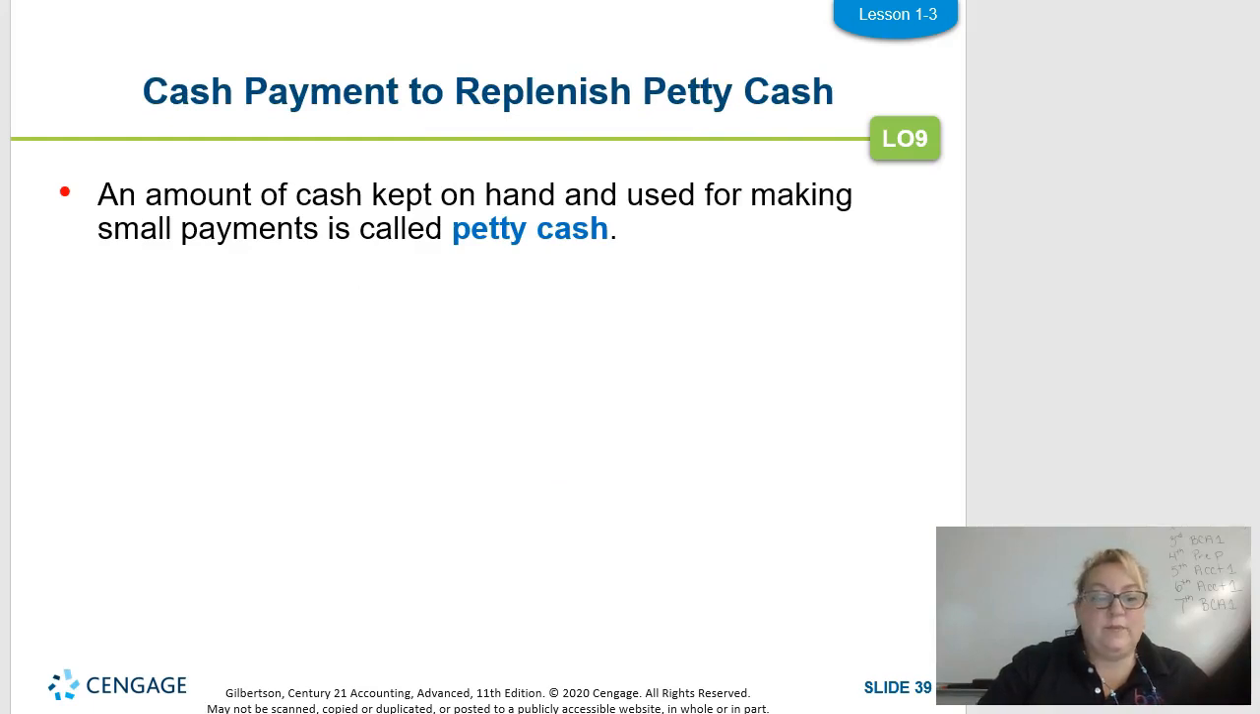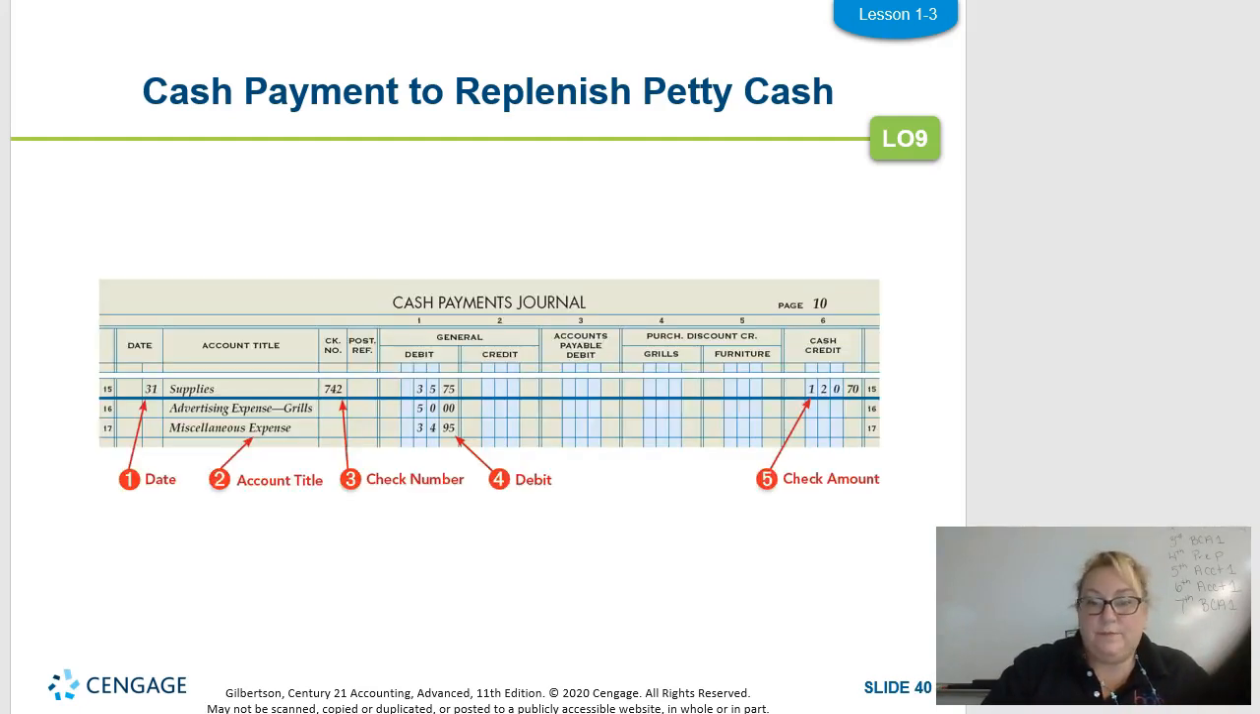And so the last piece, and you guys, this is the piece that you all love. I know you guys love petty cash. You're like, oh, let me make it rain. Yes, petty cash is the pain in the butt of everybody, I think, just because it is.